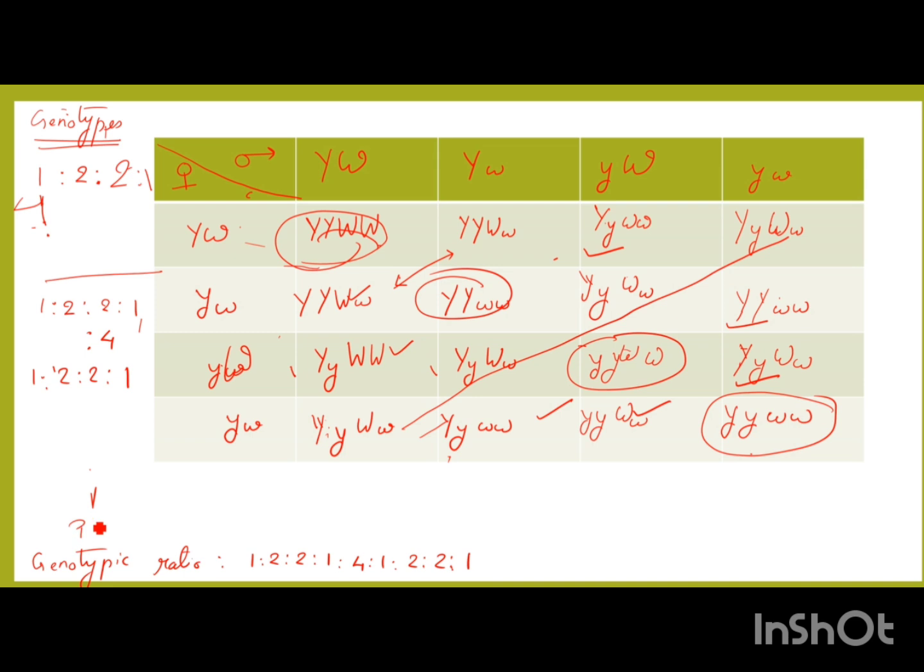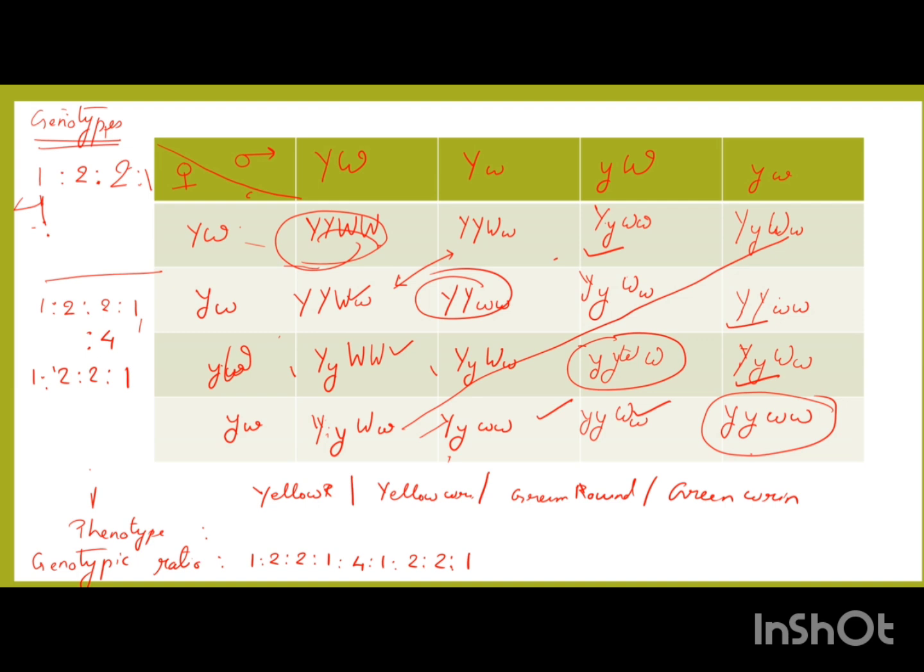Now when we talk about the phenotype, how is it expressed? The phenotype will be yellow with round, that is one phenotype. The other one will be yellow with wrinkle. Next will be green with round. And the last one will be green with wrinkle. So there will be only 4 phenotypes.